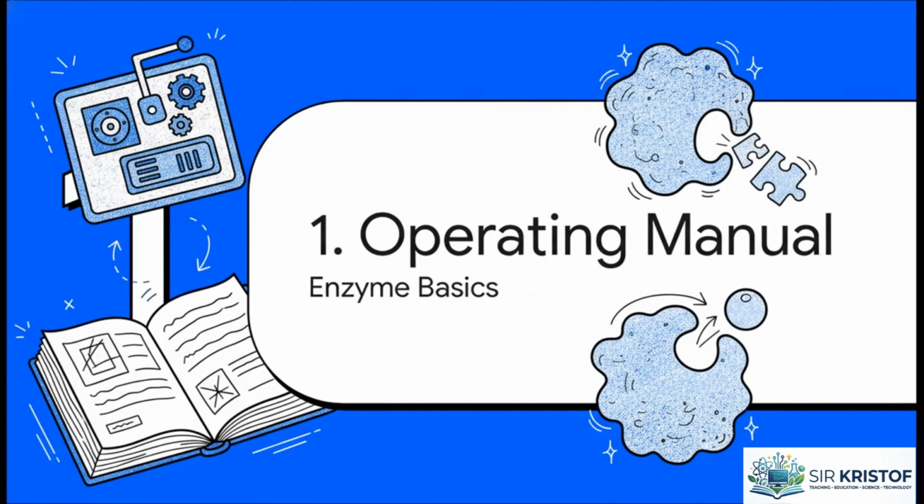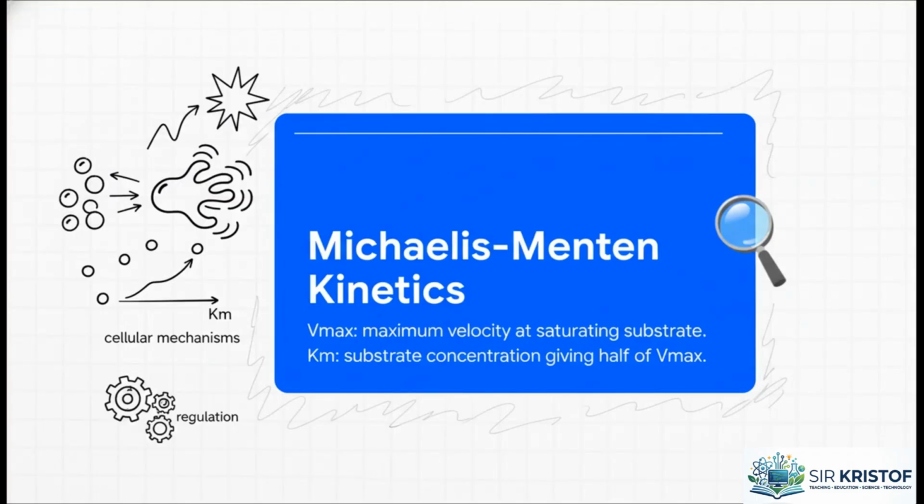Okay, first things first. Before we can figure out how to control a machine, we gotta read the operating manual, right? So let's quickly cover the basic performance specs for our key players, the enzymes. The performance of most enzymes really boils down to two key numbers. First, you've got Vmax. Think of this as the enzyme's red line. It's absolute top speed, the fastest it can possibly work when it's completely flooded with fuel, or what we call substrate.